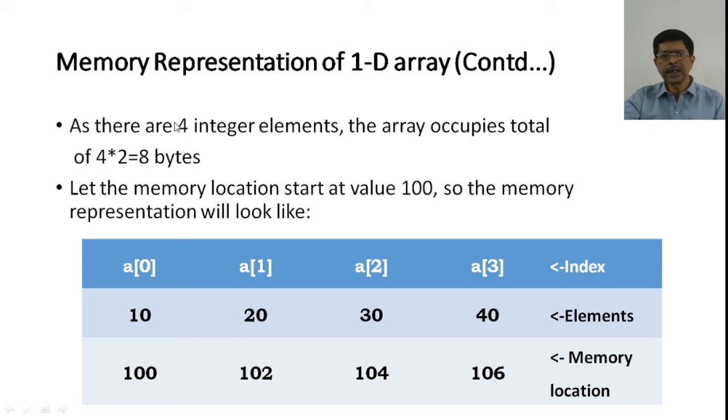As there are 4 integer elements, the array occupies a total of 4 into 2 is equal to 8 bytes. And let the memory allocation start at value 100. So the memory representation will look like this. a[0] is the first element, then second, third, fourth: 10, 20, 30, 40. So this is the memory allocation. Memory locations start at value 100, 102, 104, 106.